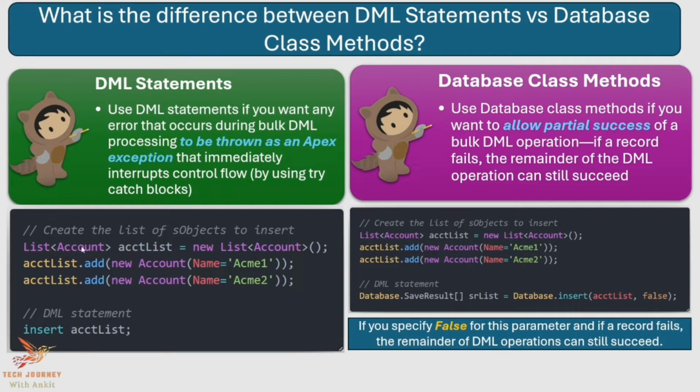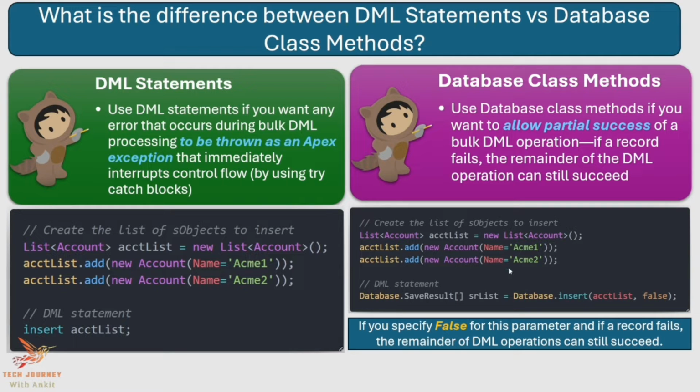Let's take this as an example, because in your interview, whenever you explain with an example, you always give a good impression to the interviewer. For example, you have an account list. In the account list, you have two different accounts, and here I am performing the insert operation. Let's say because of some validation rule or some other reason, my insertion operation has failed. What will happen? Both these records will be rolled back.